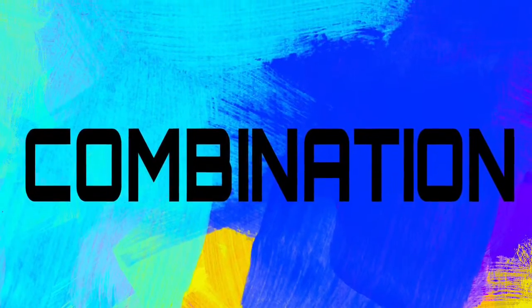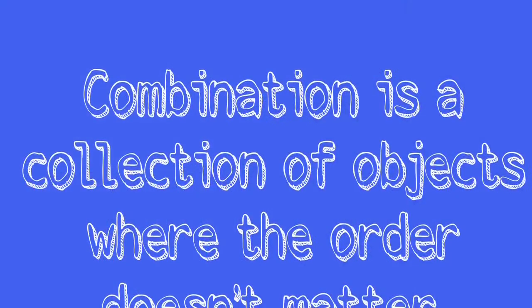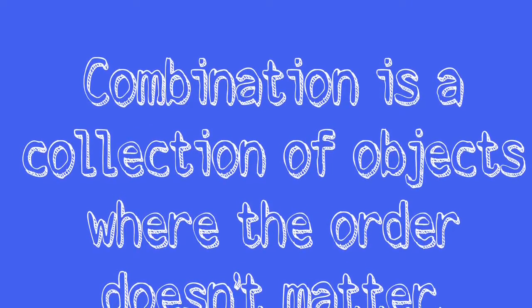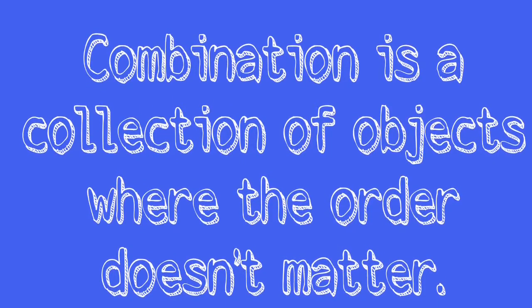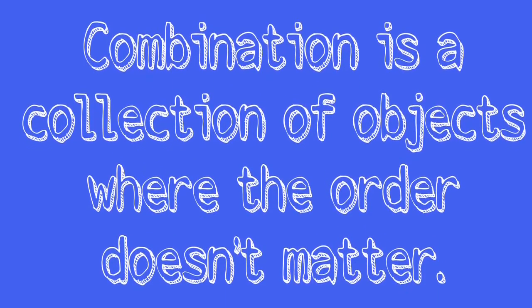First, I will define combination. Combination is a collection of objects where the order doesn't matter. Combinations are easygoing, as I mentioned earlier. Order doesn't matter. You can mix it up and it looks the same.